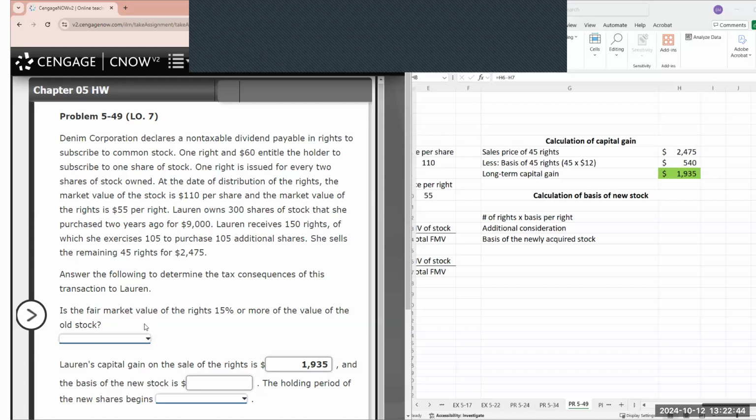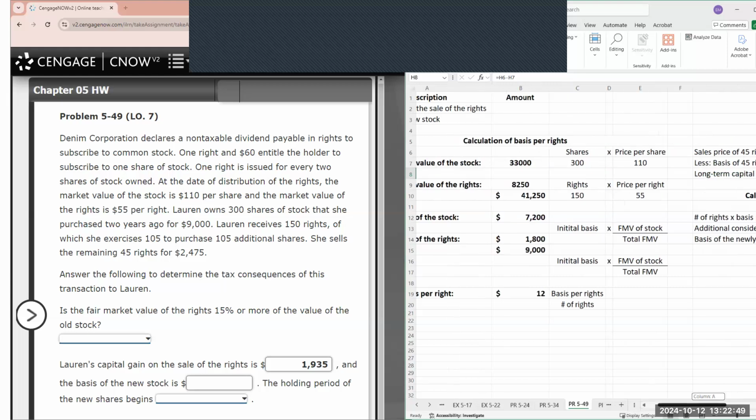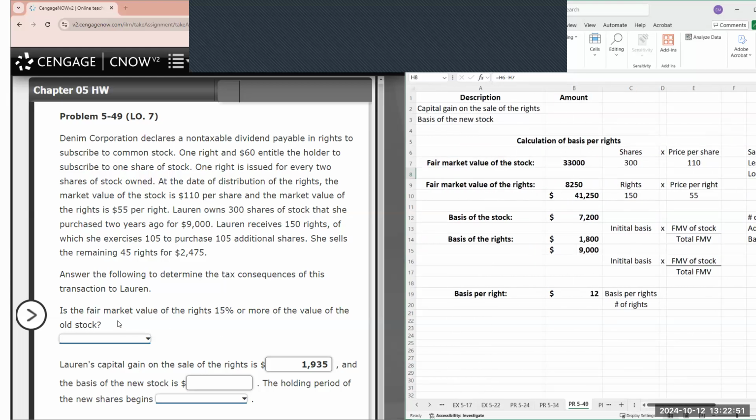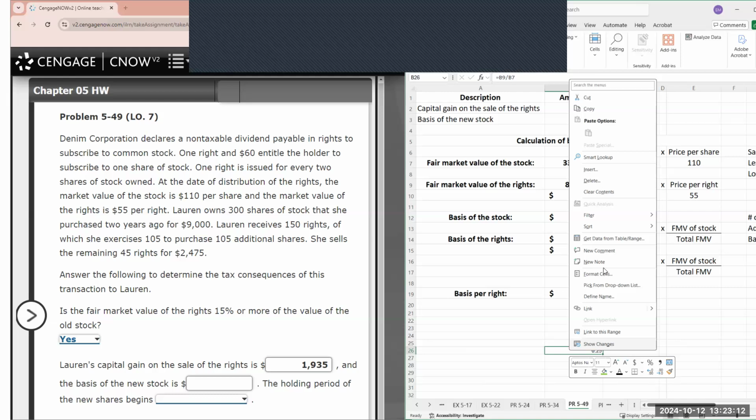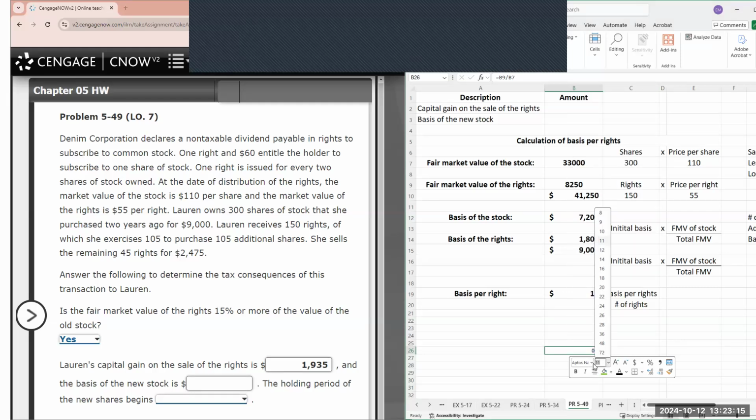All right, and in this case, is the fair market value of the rights 15% or more of the value of the old stock? The answer is yes in this case. All right. And how do we confirm that? We confirm it as follows. 8,250 divided by the fair market value of the shares, it is 25%. So therefore, that is why the answer to that question is yes.